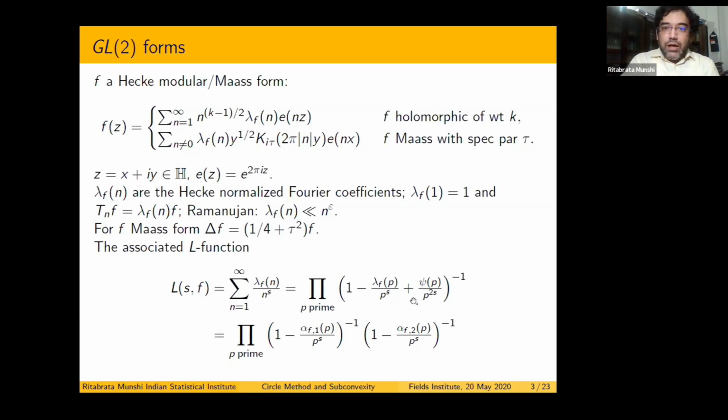And then we can factorize this degree 2 Euler factor into 2 linear factors, and we get these local parameters α_f1 and α_f2.